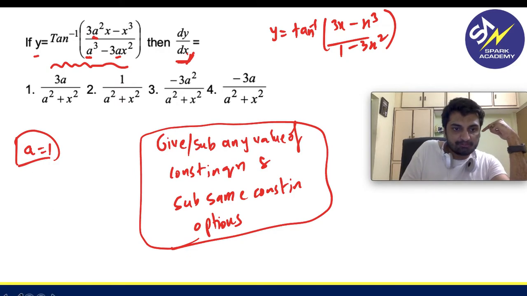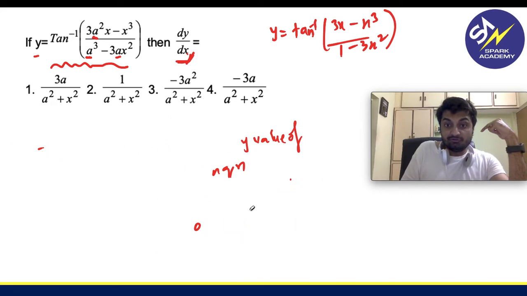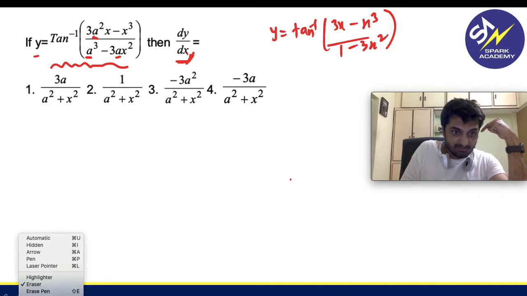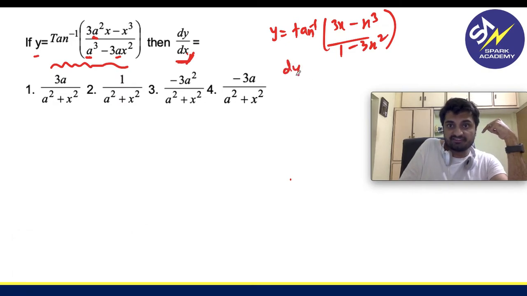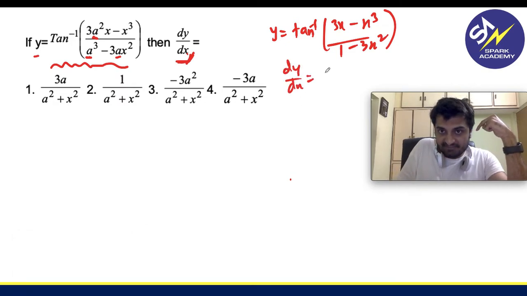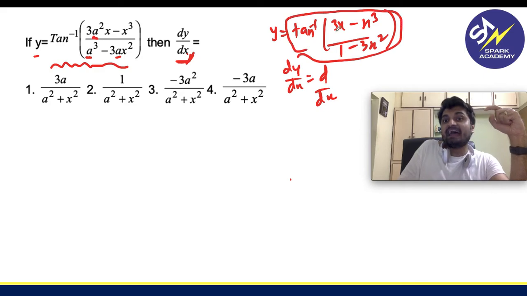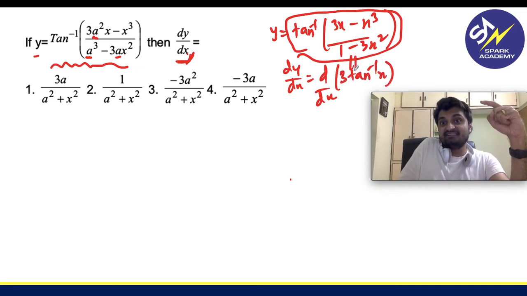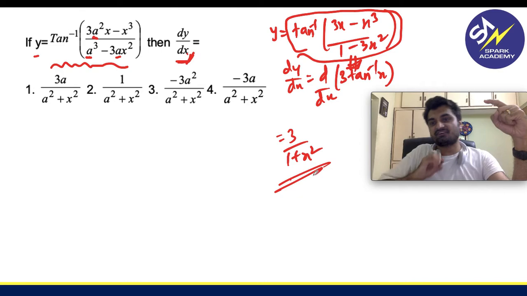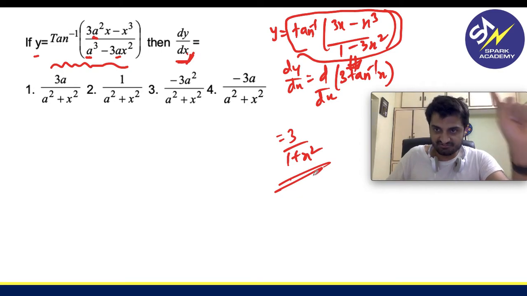So let me just wipe this off so that we get some space to solve. This is my y value basically. Before doing the options, let's differentiate. How do you differentiate this? Basically, I can write d by dx of tan inverse of (3x minus x cube) by (1 minus 3x square). If you know inverse trigonometry, I can write it as 3 tan inverse x. It's the standard form. So the derivative of 3 tan inverse x is 3 by 1 plus x square, because we know the derivative of tan inverse x is 1 by 1 plus x square.